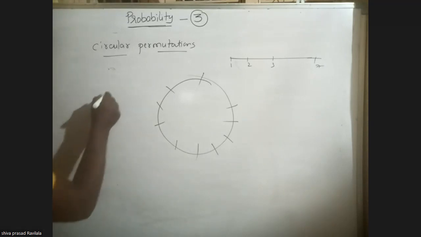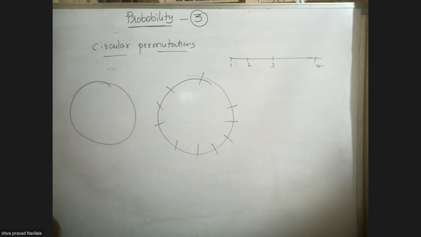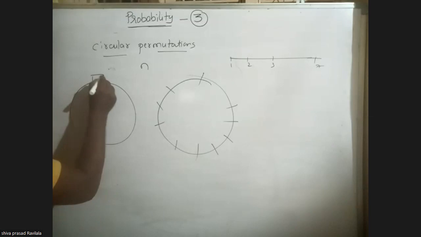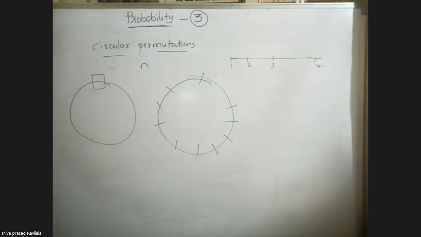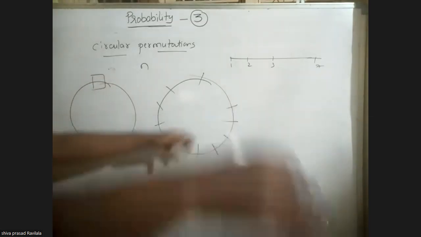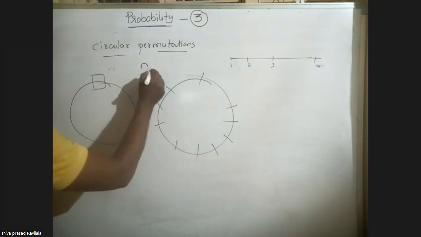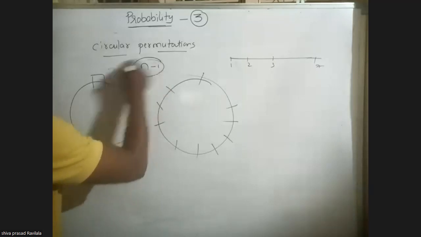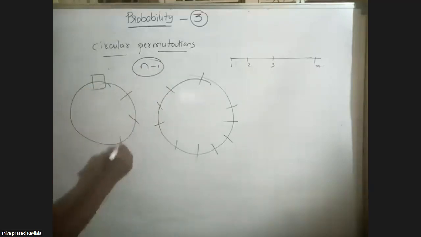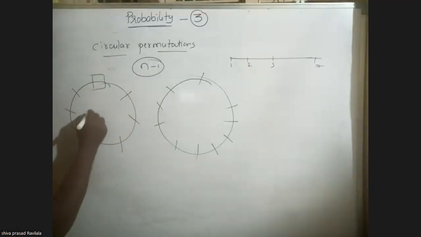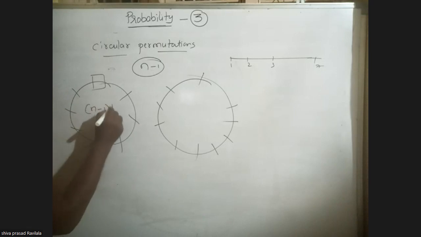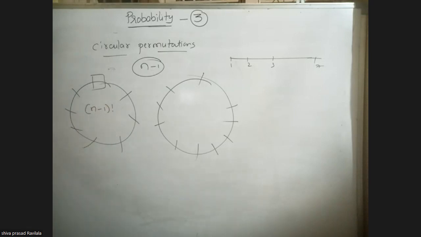So in this circular permutation, we just arrange one person. For example, there are n persons. If you arrange one person, automatically a circular permutation is formed, like a round table. Then out of n, one person is gone, remaining n minus 1. These n minus 1 can be arranged around a round table in n minus 1 factorial ways. That is said to be circular permutation.